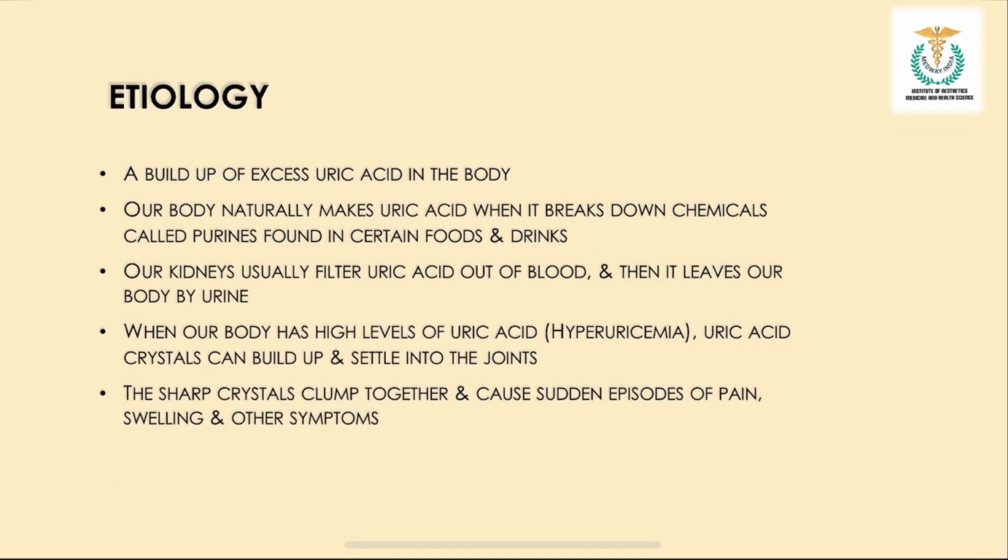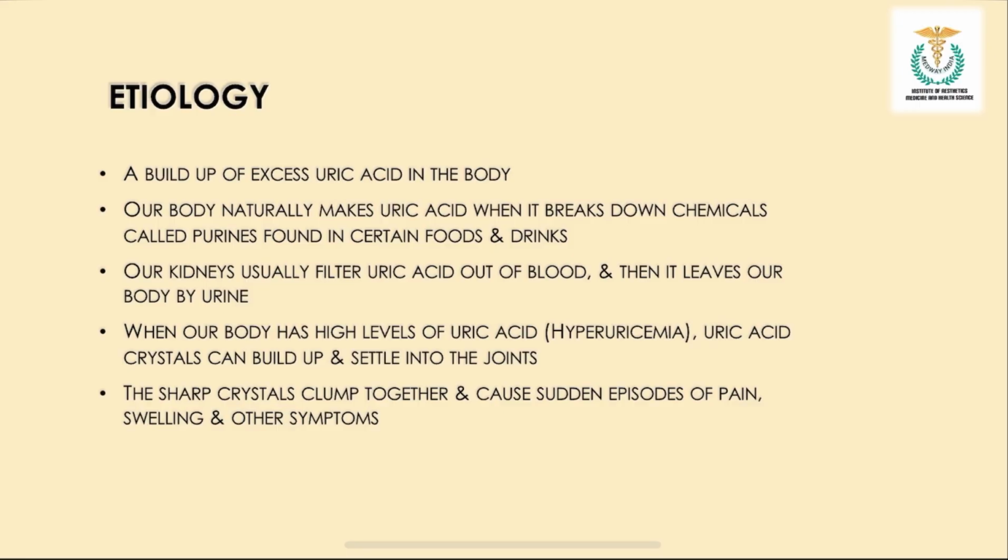What is the etiology? A buildup of excess uric acid in our body will cause the gout condition. Our body naturally makes uric acid when it breaks down chemicals called purines found in certain foods and drinks. Our kidneys usually filter this uric acid out of our blood, and then it leaves our body when we urinate. Sometimes our body will make too much uric acid, or our kidneys will not be able to remove it from our blood fast enough.